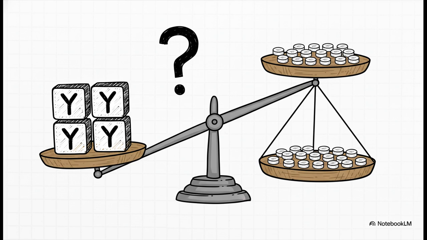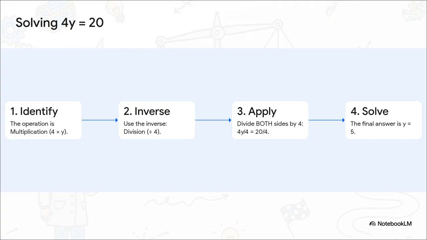Let's try this. 4y equals 20. Now, don't let that y throw you off. It works exactly the same way as x. The real key here is to ask yourself, what kind of math is happening between that 4 and that y? Okay, pro tip. Whenever you see a number squished right up next to a letter like that, it always means multiplication. So that's really 4 times y.